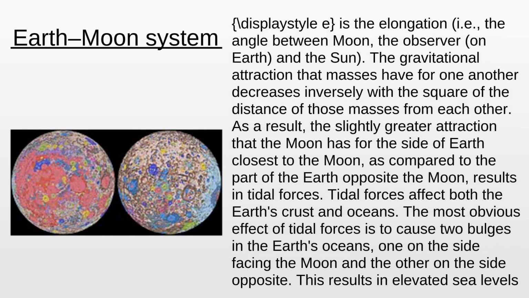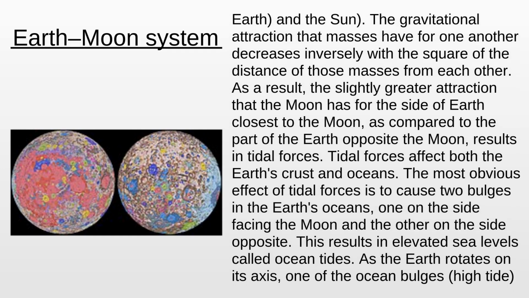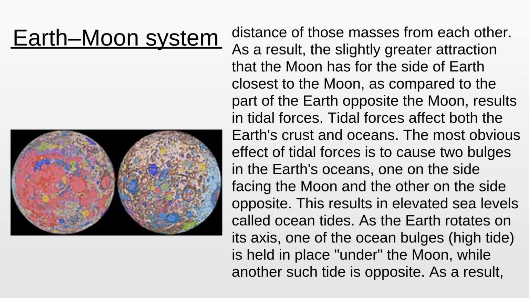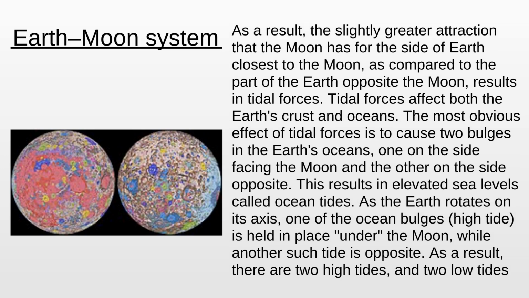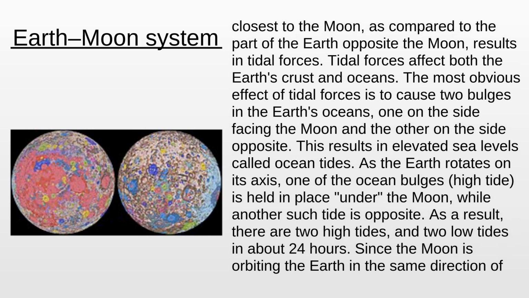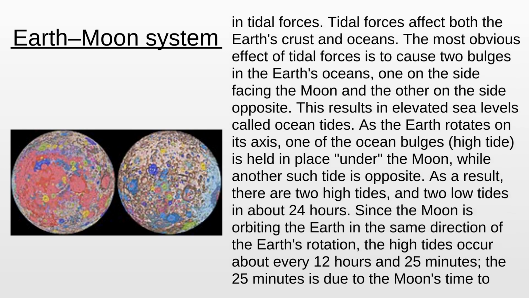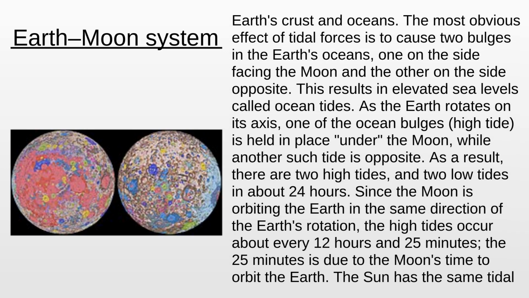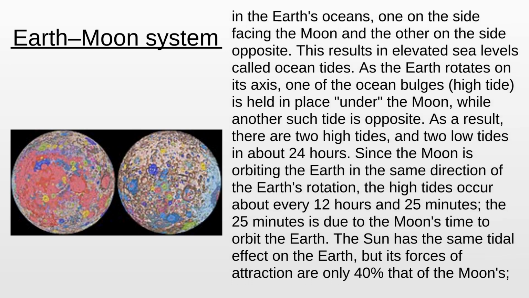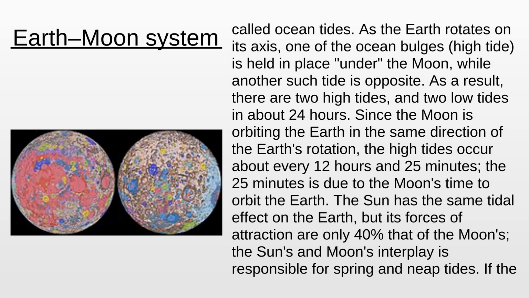The illuminated area of the visible sphere, degree of illumination, is given by (1 - cos e)/2 = sin²(e/2), where e is the elongation, i.e., the angle between the Moon, the observer on Earth, and the Sun. The gravitational attraction that masses have for one another decreases inversely with the square of the distance of those masses from each other.